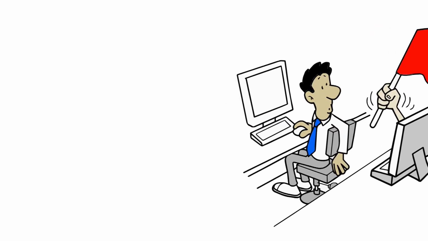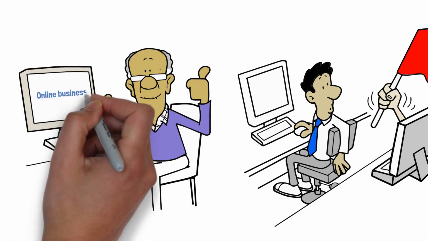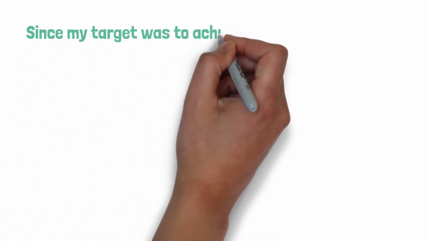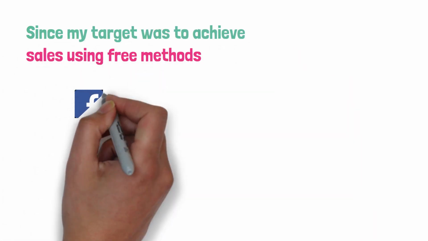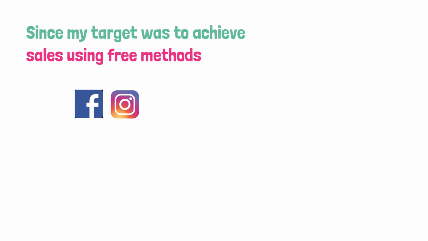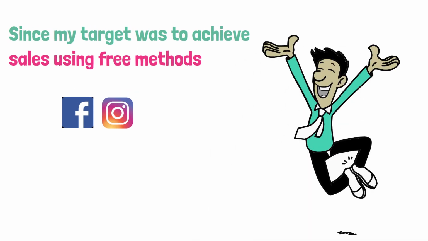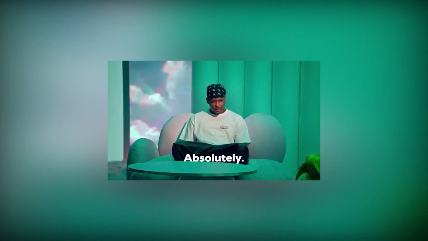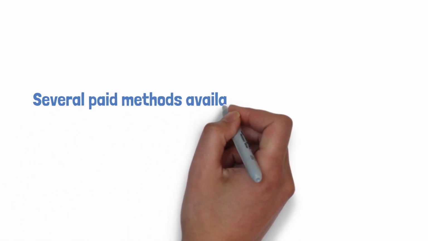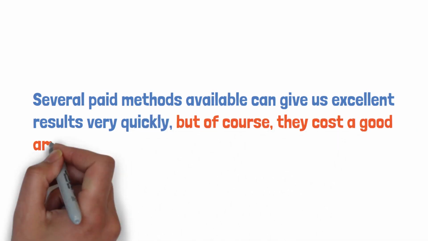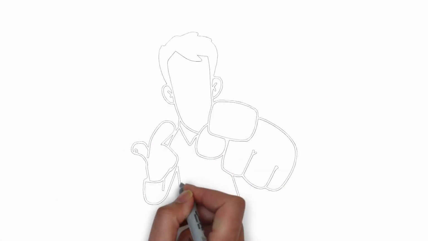So there you have it, folks. This is how I built an online business with the help of ChatGPT. Since my target was to achieve sales using free methods, we didn't use any Facebook or Instagram ads. If we had, we could have achieved some fantastic results in just a few days. Several paid methods available can give us excellent results very quickly, but of course, they cost a good amount of money.